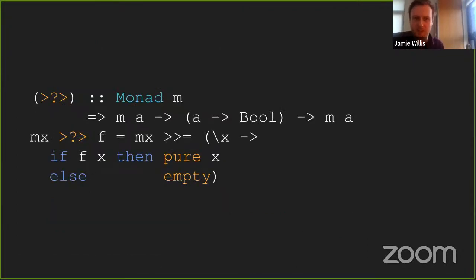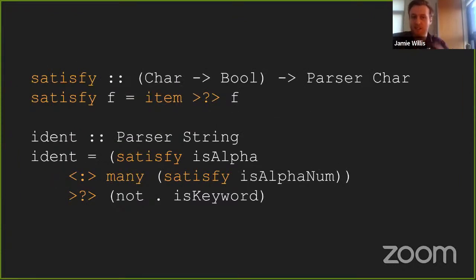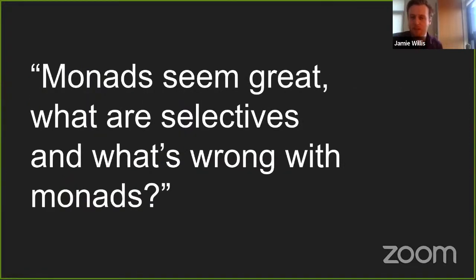And that's the idea of filtering. I pronounce this operator as filter or filtered by. What it says is you have some mx, you get its result out, check it against a predicate, and return a result or fail, which is exactly what those two examples were doing. Let's solidify that by seeing it in practice. Satisfy is item filtered by a predicate, and an identifier is an alphanumeric sequence filtered by the fact it's not a keyword. So filter is quite a useful little combinator. It's a nice little pattern to encapsulate. The key is that something's going to go wrong.